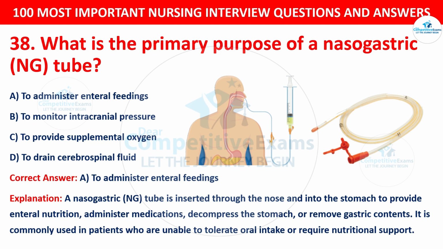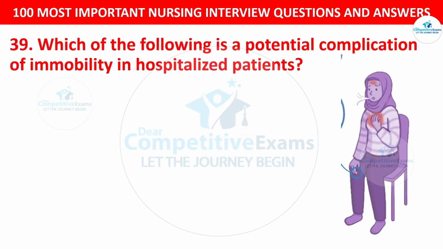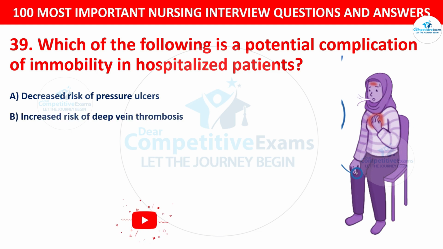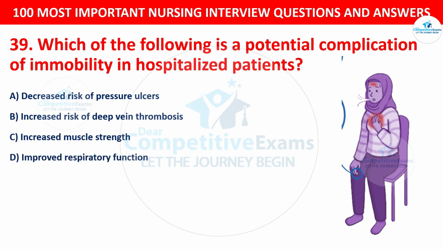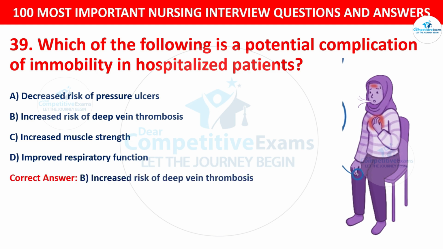Question number 39. Which of the following is a potential complication of immobility in hospitalized patients? Your options are: decreased risk of pressure ulcers, increased risk of deep vein thrombosis, increased muscle strength, or improved respiratory function. The correct answer is B, that is increased risk of deep vein thrombosis.